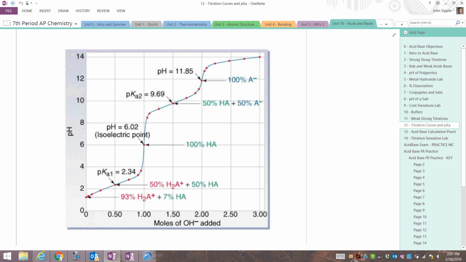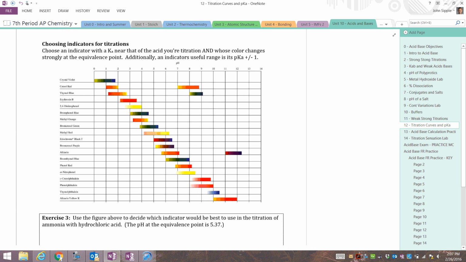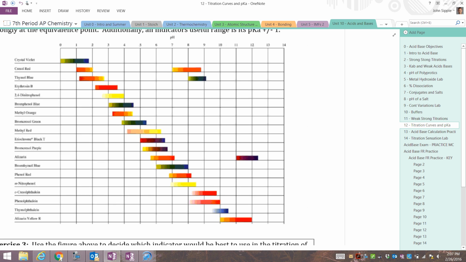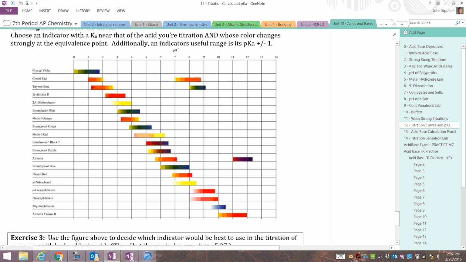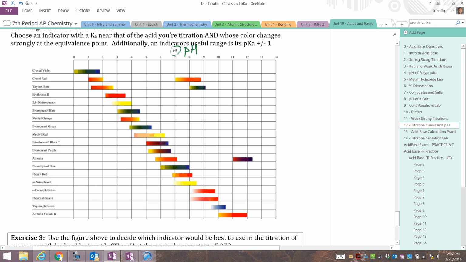Okay. All right. So if we keep on moving, this is where we get to indicators. When we're looking at indicators, why we use phenolphthalein, why we use methyl red and some of these things, you can see up at the top of the scale here you've got pH. It's a little hard to see, but it's there. And we want to choose different indicators based on the pH where they're going to change their color.